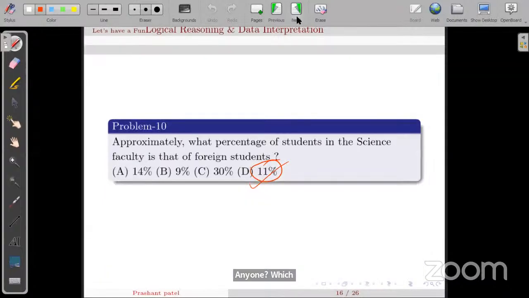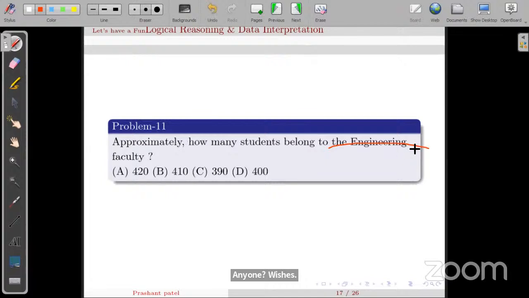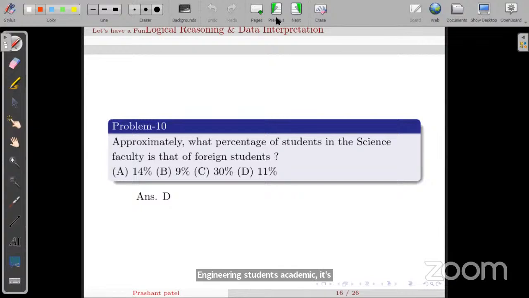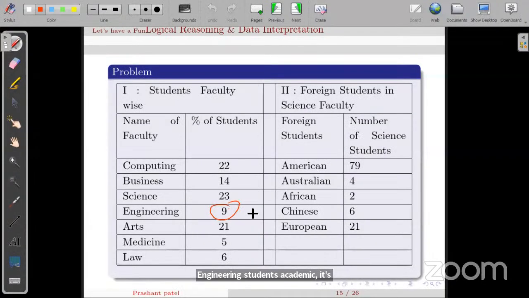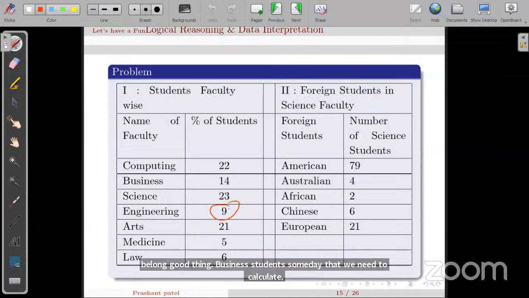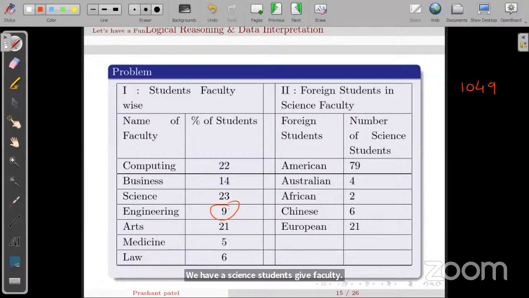पहले तो वो बात करो. क्वेश्चन इसमें दिया हुआ है, इंजीनियरिंग फैकल्टी में कितने परसेंटेज स्टूडेंट्स बिलोंग करते हैं, कितने स्टूडेंट्स होंगे, that we need to calculate. यहाँ पे साइंस स्टूडेंट्स की फैकल्टी का नंबर दिया हुआ है 1049. 9% हमें पता है, but this 9% is of total one, टोटल का 9% होगा. But I need to calculate how many students in this engineering stream.